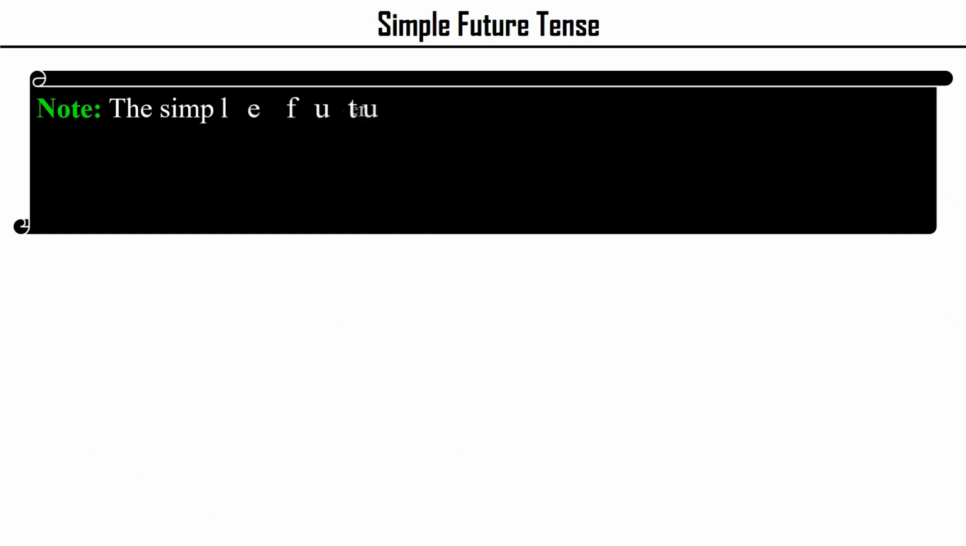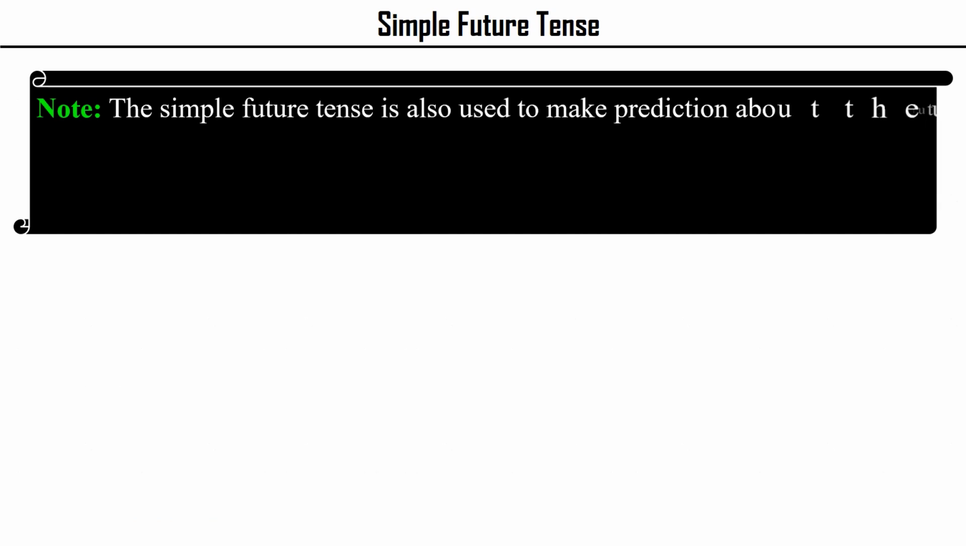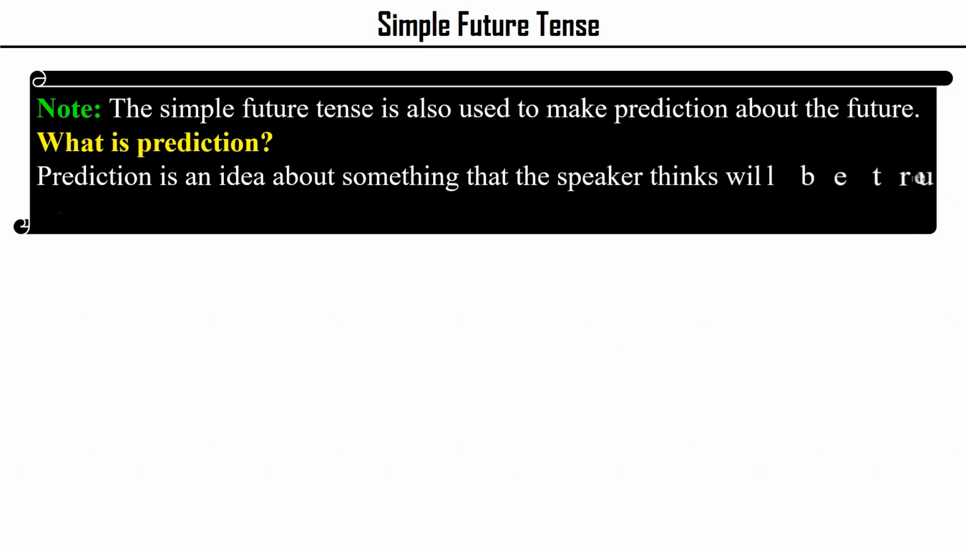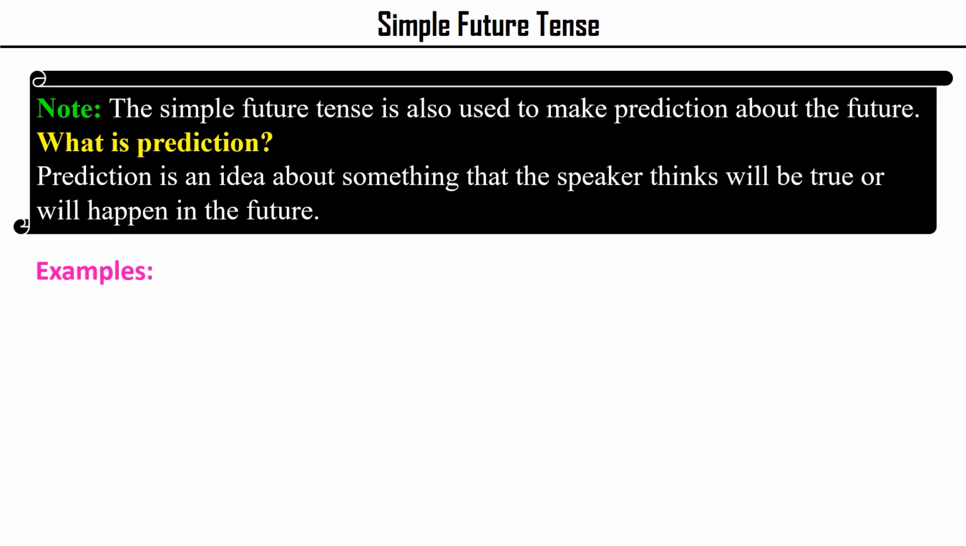Note, the simple future tense is also used to make predictions about the future. Now, what is a prediction? A prediction is an idea about something that the speaker thinks will be true or will happen in the future. Let's look at some examples. It will rain tomorrow. It's a prediction. It may happen or it may not happen.